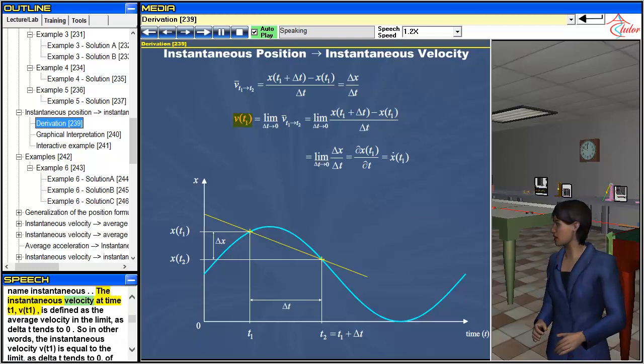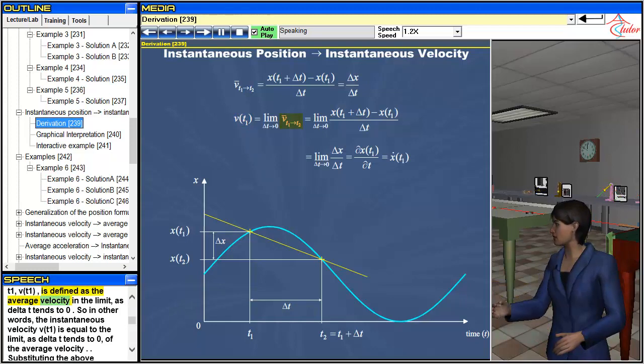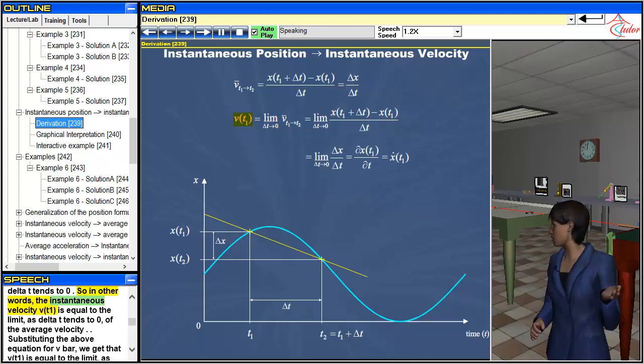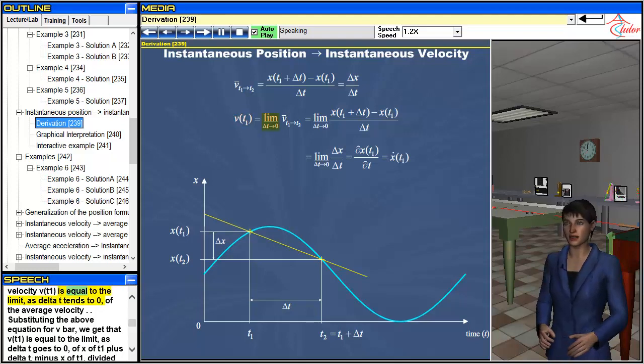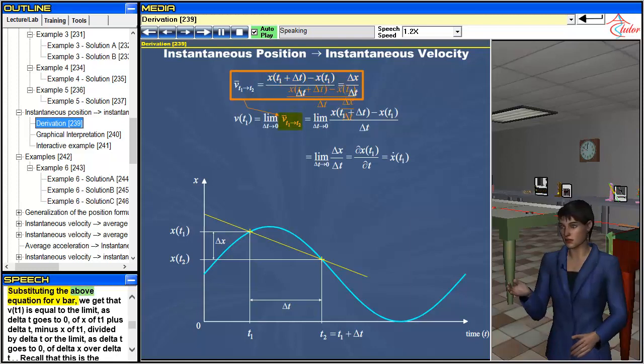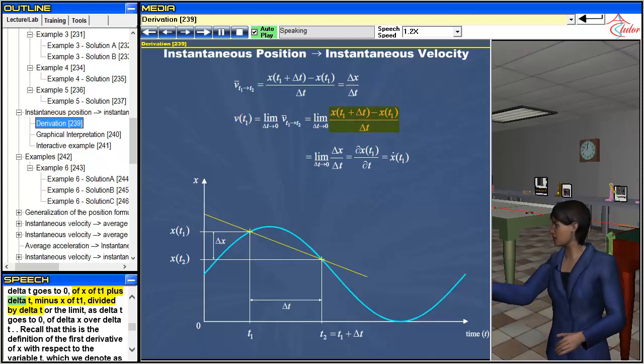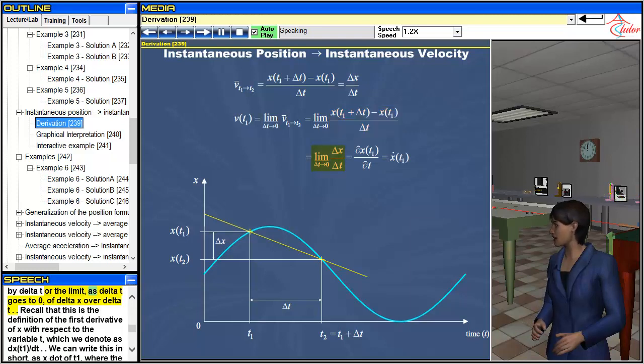The instantaneous velocity at time t1, v of t1, is defined as the average velocity in the limit as delta t tends to 0. So in other words, the instantaneous velocity v of t1 is equal to the limit, as delta t tends to 0, of the average velocity. Substituting the above equation for v bar, we get that v of t1 is equal to the limit, as delta t goes to 0, of x of t1 plus delta t, minus x of t1, divided by delta t, or the limit, as delta t goes to 0, of delta x over delta t.